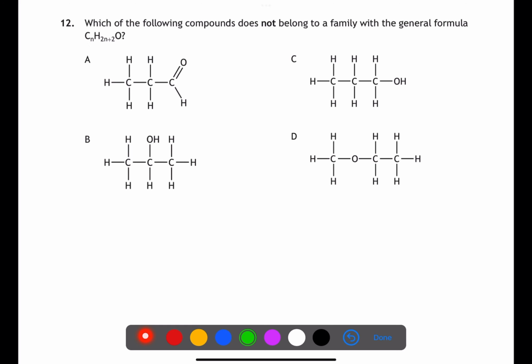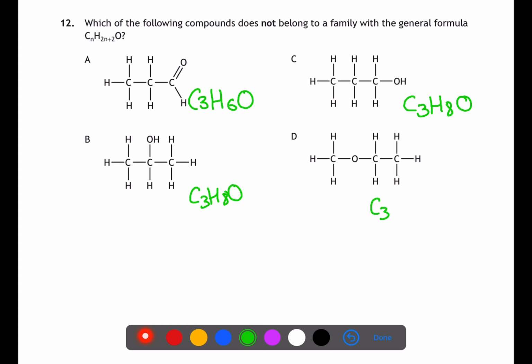For question 12, we're looking for the compound which does not belong to the family with general formula CnH2n plus 2O. We're going to look at the formula for each of the compounds. The first one is C3H6O. We can see already that this does not follow the general formula. All of the other compounds have the formula C3H8O and are isomers of each other. Therefore, A is the answer to this question.